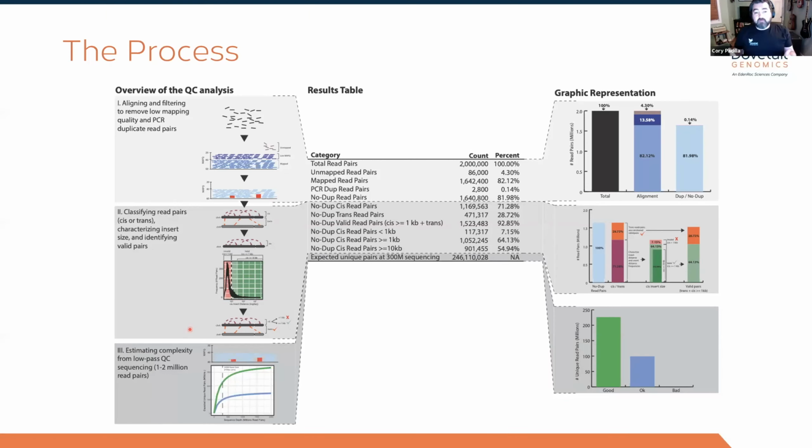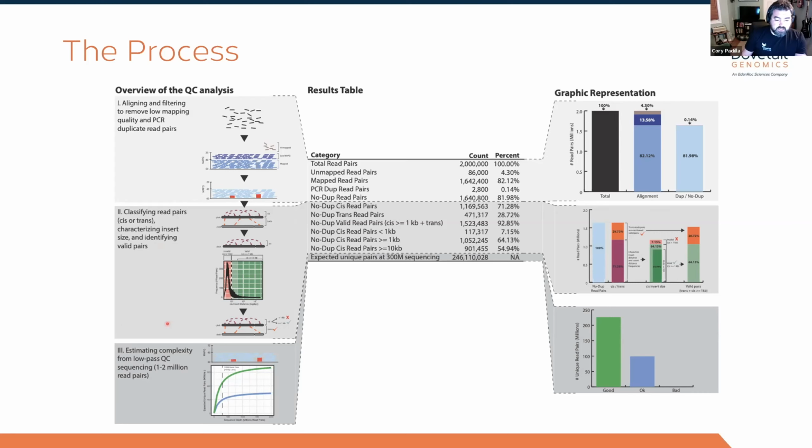So speaking of the process, the overview of it is actually pretty simple. We start by aligning and filtering low MapQ reads, unmapped reads, and PCR duplicates. And then we start classifying read pairs as cis or trans and characterizing the insert size. And then identifying what are considered valid pairs. We're going to talk about that in just a second.